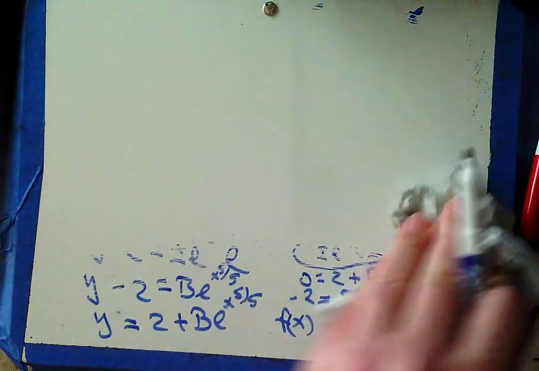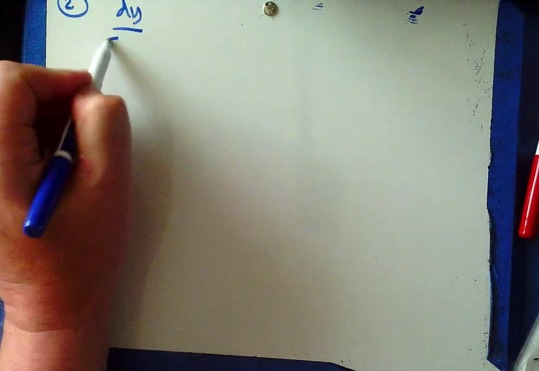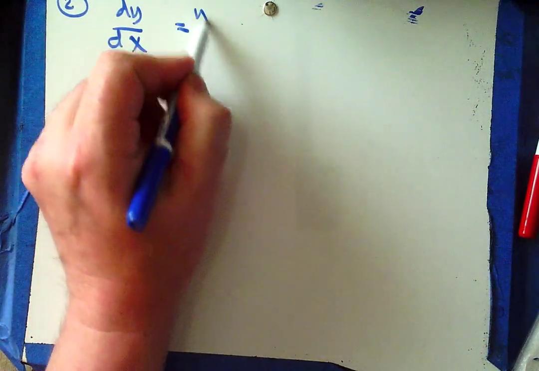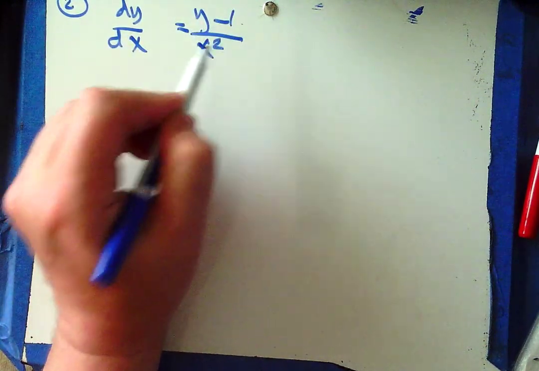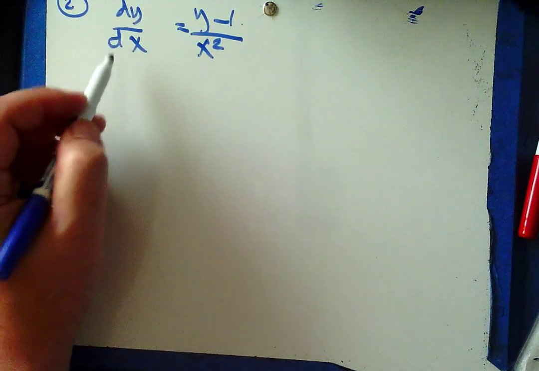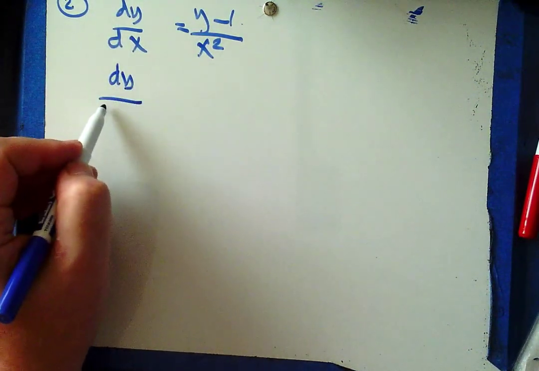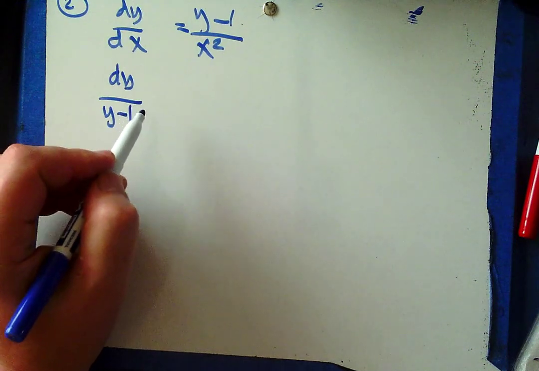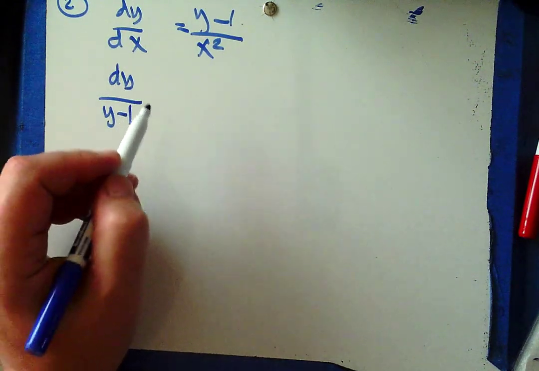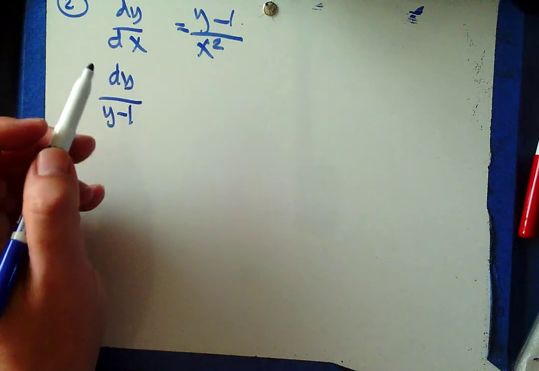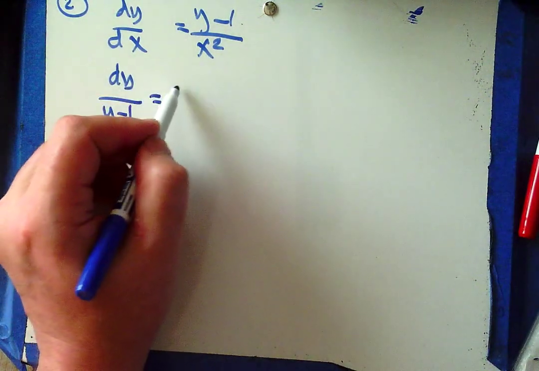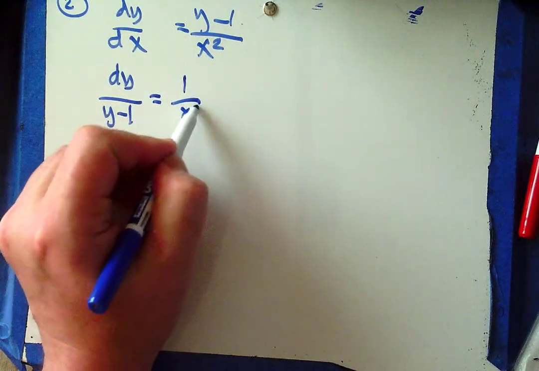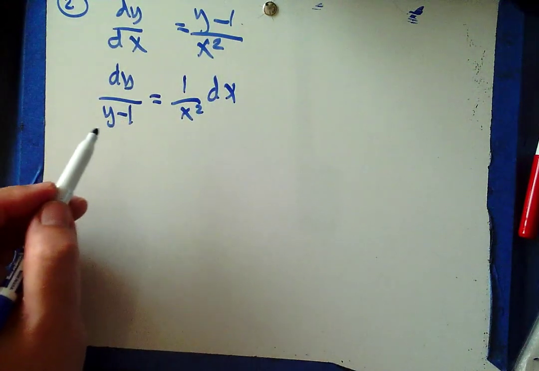Okay, problem number 2 says consider the differential equation dy/dx equals (y minus 1) over x squared. So we get dy over (y minus 1). Oh, I'm doing a particular solution. This is part B. Okay, well, I'm going to finish part B now. Equals 1 over x squared dx.